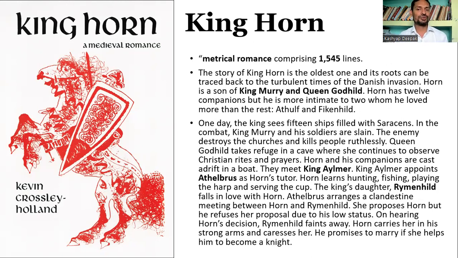And now comes the love story. Horn learn hunting, fishing, playing the harp, and serving the cup. And in between, King's daughter, Rymenhild, falls in love with Horn. Athelbrus arrange a clandestine meeting between Horn and Rymenhild. And both lovers Horn and Rymenhild are meeting, and they are discussing their love affair. She proposes him, but he refuses, because his status was not as he thinking. On hearing Horn's decision, Rymenhild faints away.